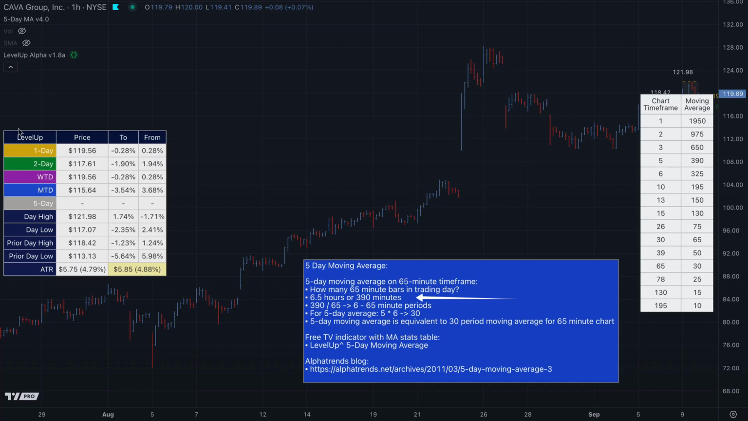If you're using the LevelUp Alpha indicator and you choose a chart time frame that's not valid, you'll notice in the table that there are no values shown.